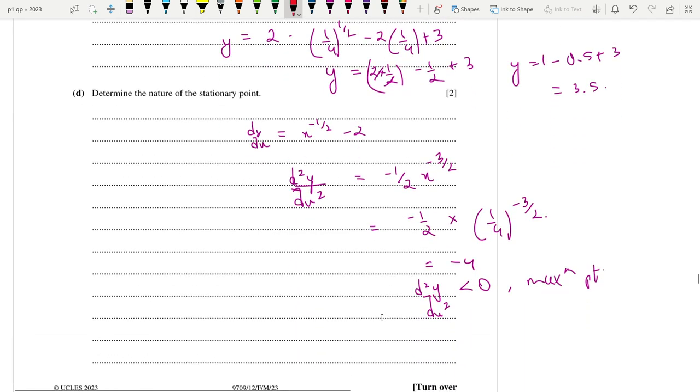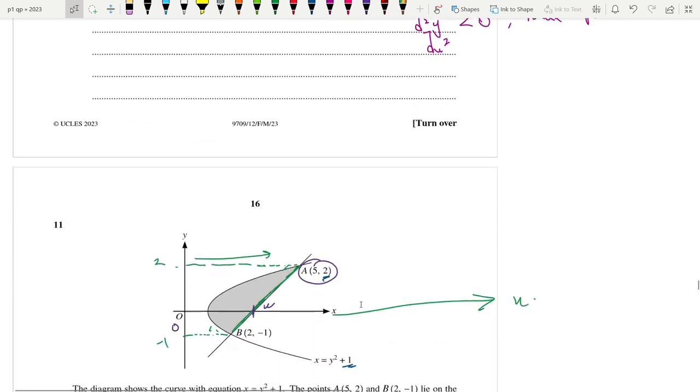Okay. Determine the nature of the stationary point. We know that to find out the nature, we need the second derivative, d squared y by dx squared. So let's differentiate it again. The power will come down: minus half x to the power minus 3/2. Half minus 1 is minus 3/2. I input the value of x, 1/4, and I get a value of -4. So since this is a negative value, it's actually a maximum point. Okay, that's our answer.